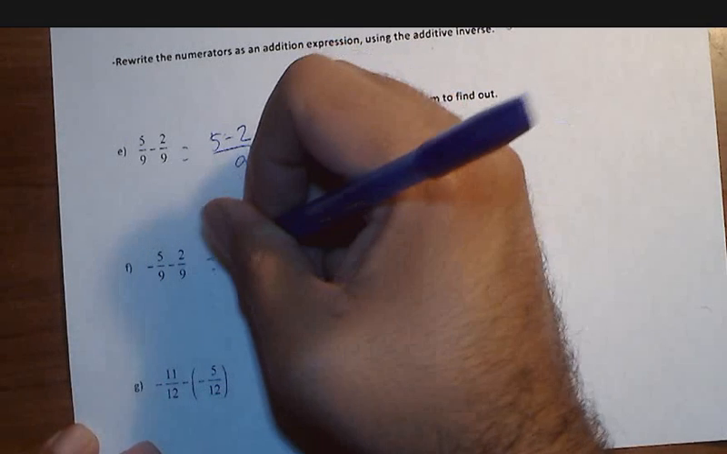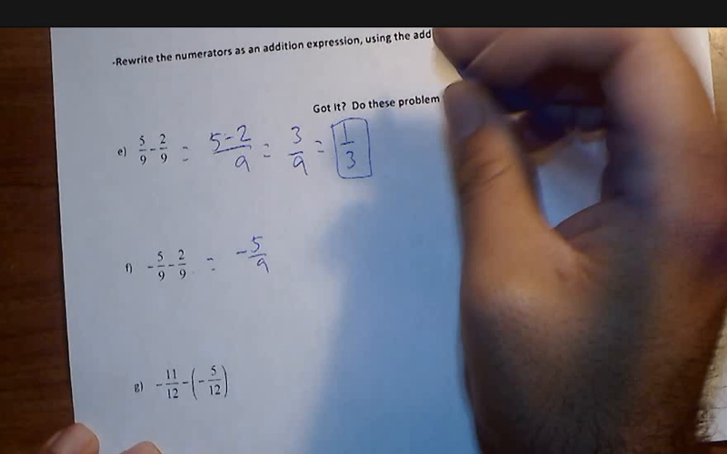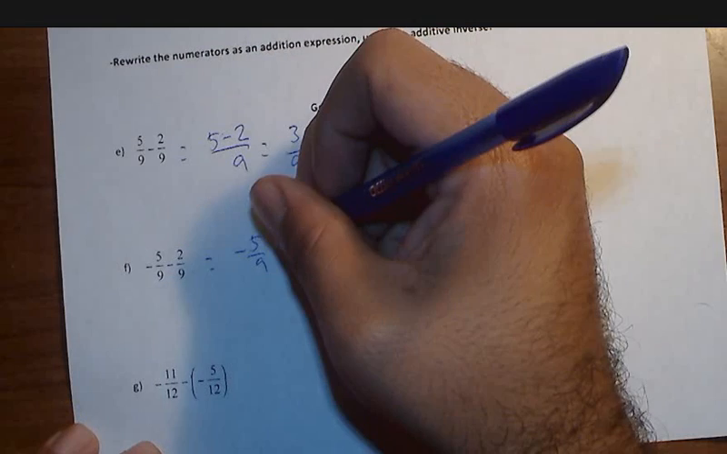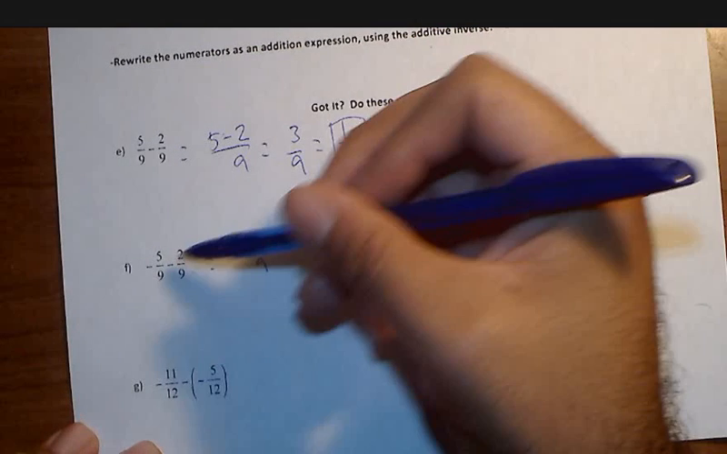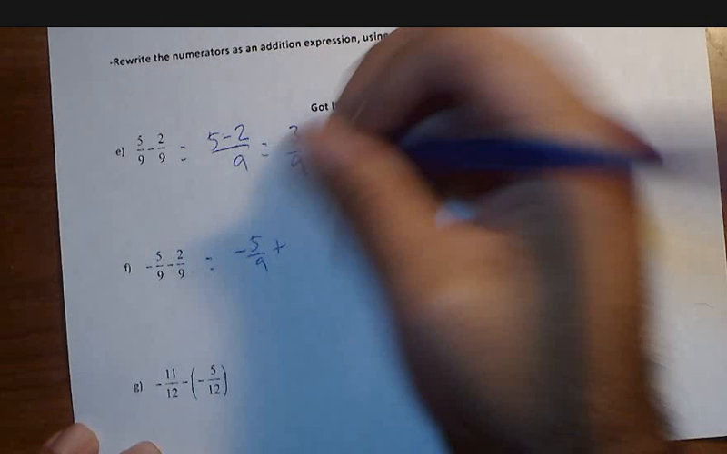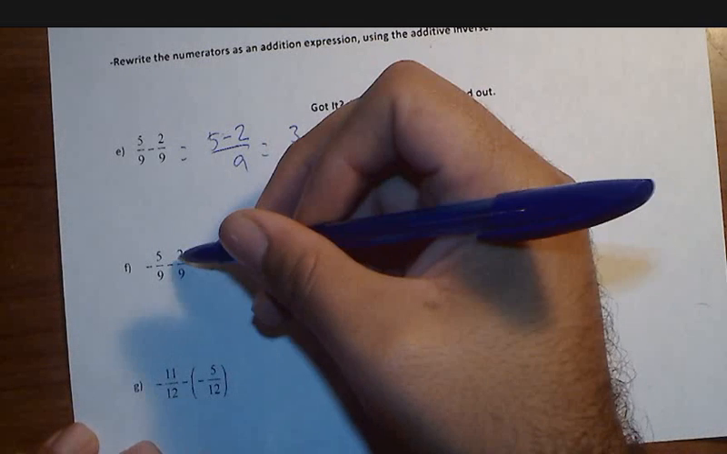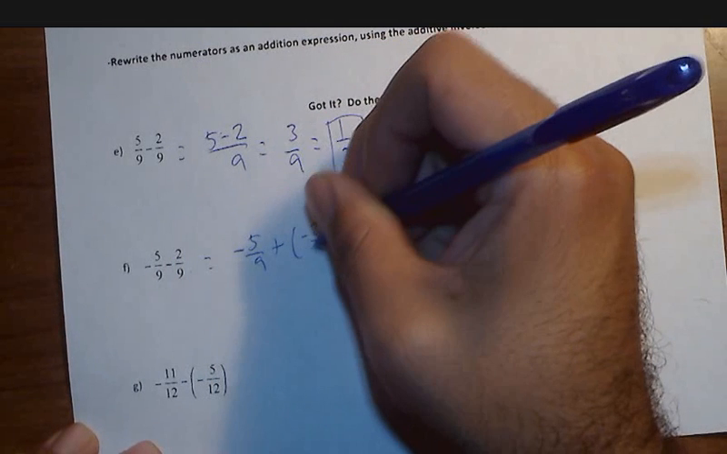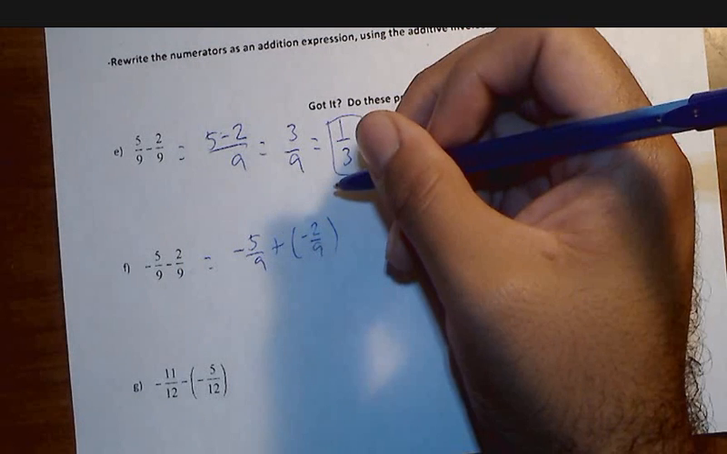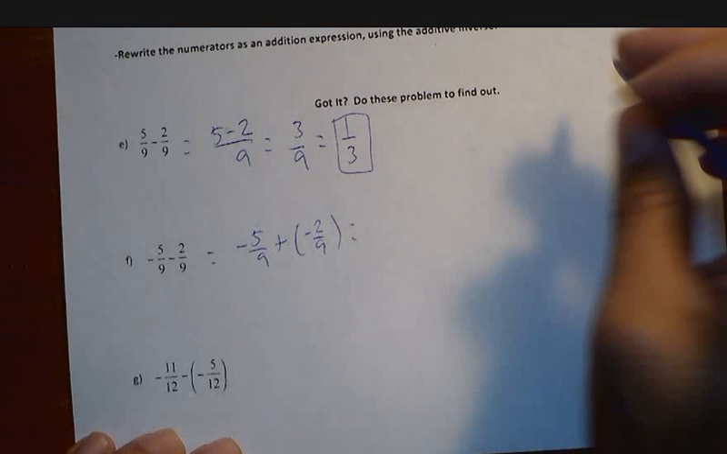Now, let's add the opposite. Let's change subtraction to addition. Let's take the opposite of positive 2 and make it negative 2 over 9. And let's add the numerators together. Negative 5 plus negative 2 over 9.